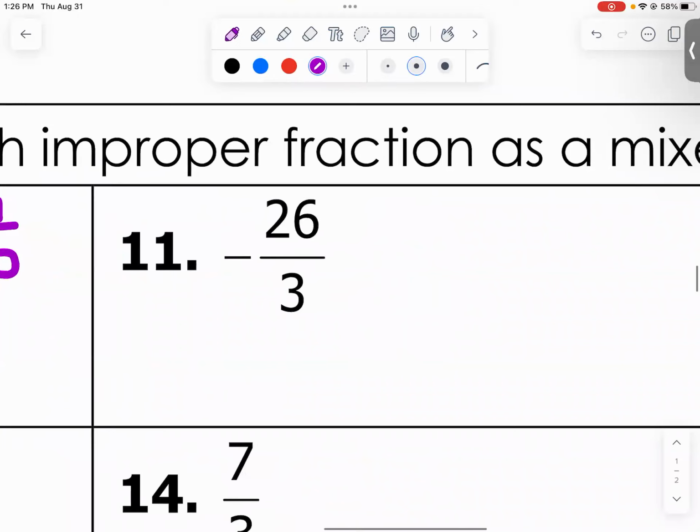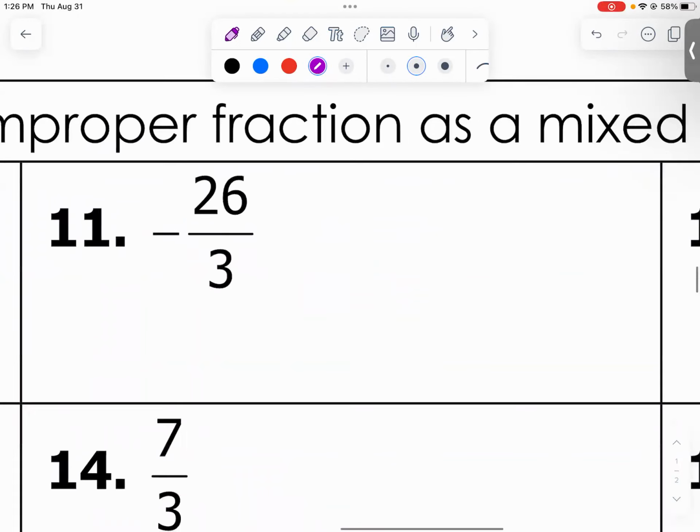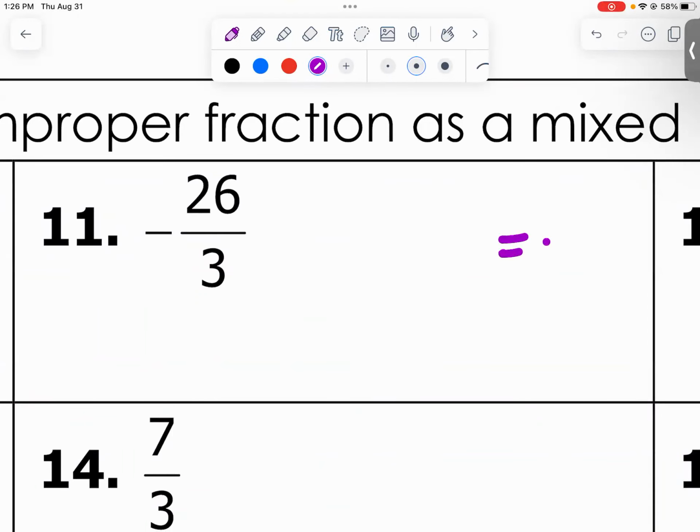Okay, let's look at number 11. Now, number 11, for sure, our answer is going to be negative. Okay, we know that. It's a negative fraction. We're going to keep it negative.